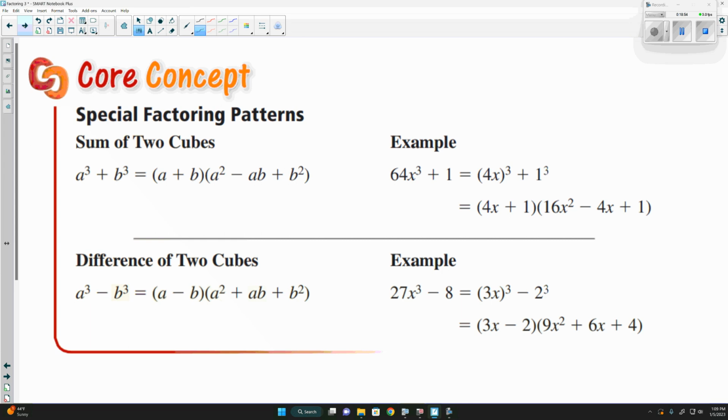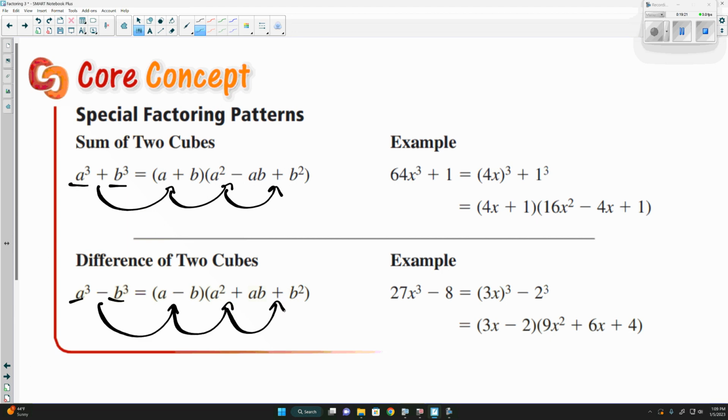This is kind of nice that it works out this way every single time. As long as we have two perfect cubes being added or subtracted, it'll work in this way here. The signs have a specific pattern. It's going to be the same, opposite, always end on a positive note. So when we have plus, it's going to be plus, minus, plus. If it starts out at subtraction, it's going to be subtraction, plus, plus. Same, opposite, always end on a positive note.